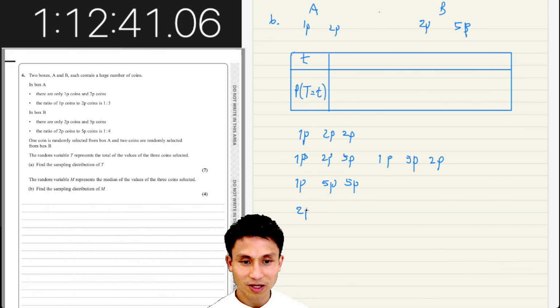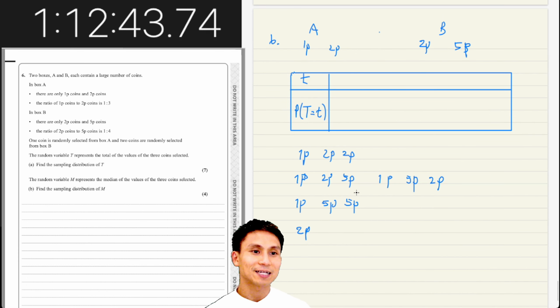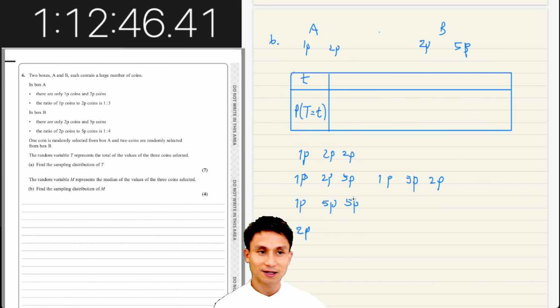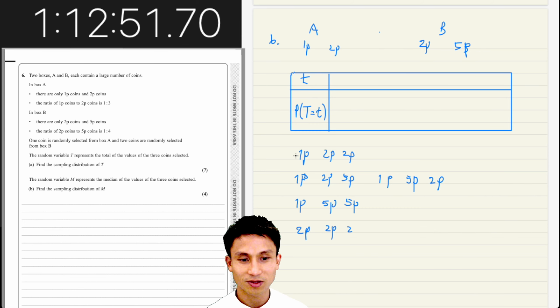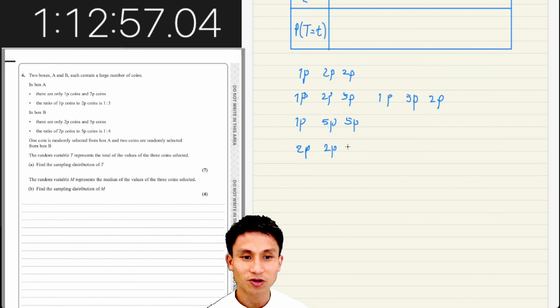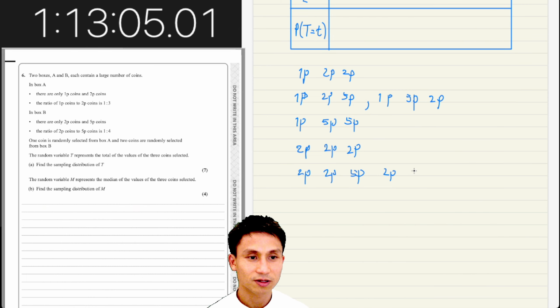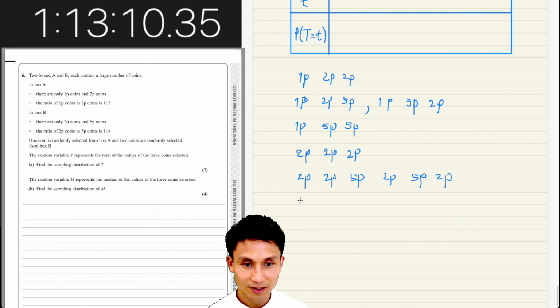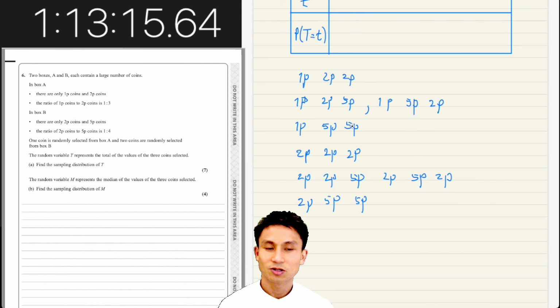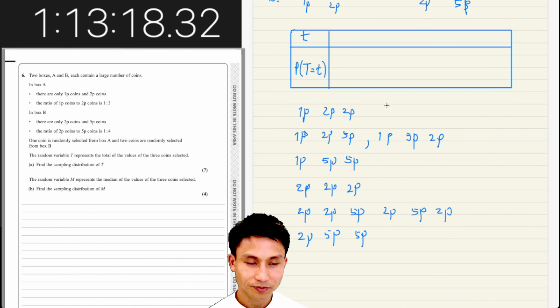And then for the 2 pence being from box A is 2 pence. It's like the same now. So you're going to get 2 pence and all that again. Yeah, all that set again. You know what? I'm just going to copy. No, I shouldn't do that because I can't do that in the real exam condition. So I'm not going to do that. I'm just going to keep writing. So 2 pence, 2 pence, 5 pence. Or 2 pence, 5 pence, 2 pence. Yeah? And lastly, 2 pence, 5 pence, 5 pence, right?